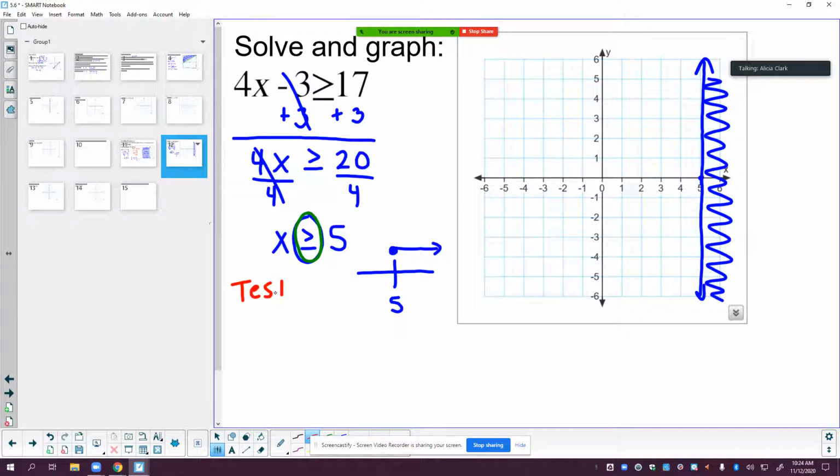If you still want to pick a test point like we did in the last part, I would have 0 is greater than or equal to 5. That is not true. That's false. So if 0, 0 is over here on the left, everything on the left side of the line is also false. All of this over here is false. So we would shade to the right. Either way, you still end up with the same set of shading. Any questions about that?